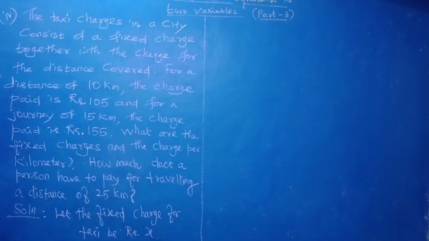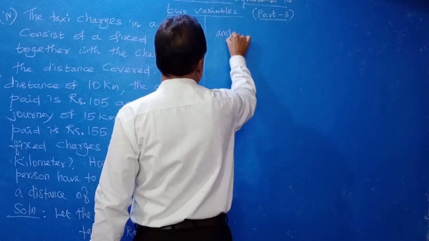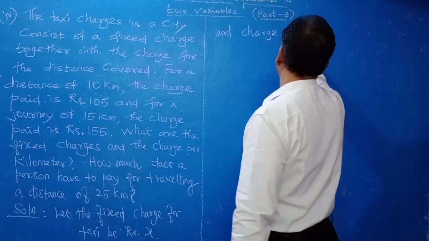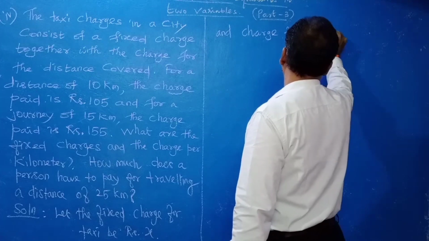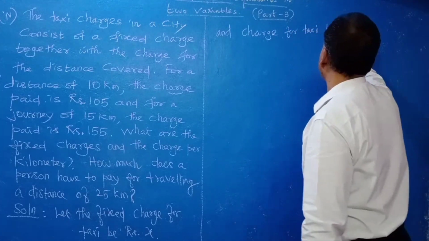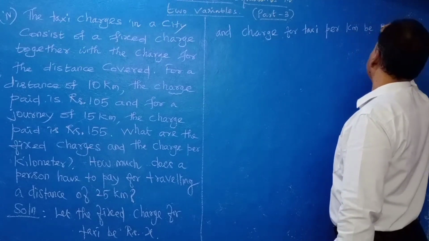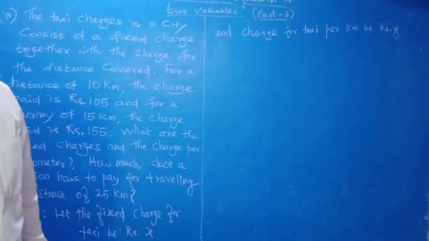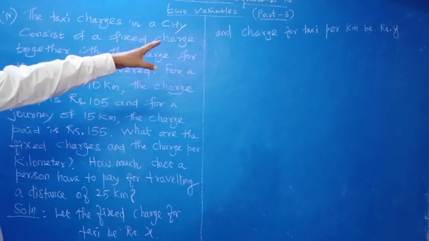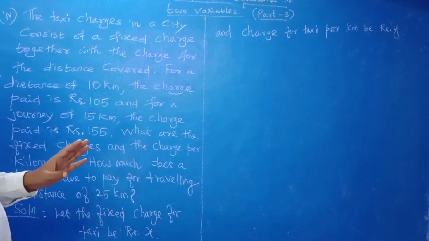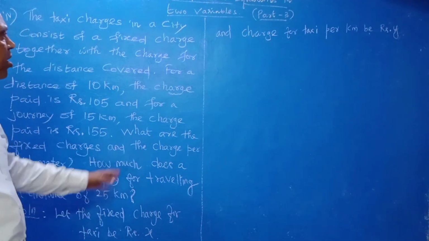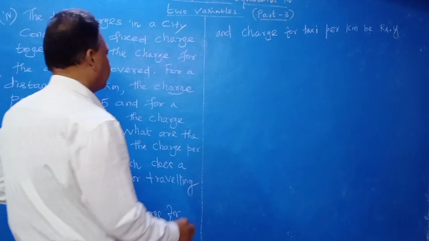Clear? Then charge per kilometer. And let the charge for taxi per kilometer be rupees y. Okay. Clear? So you have to assume like this: charge for taxi per kilometer. Understand? Next, what you have to do? According to the problem condition, that is by data.